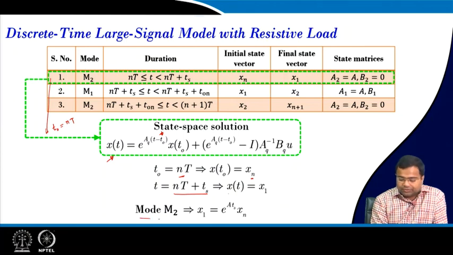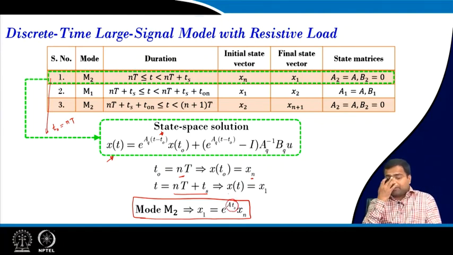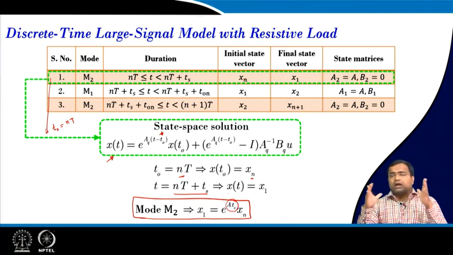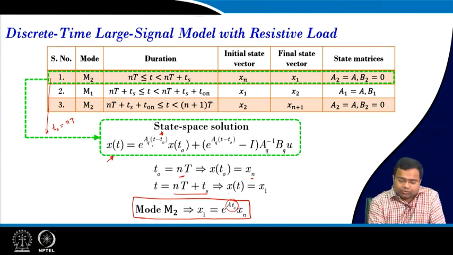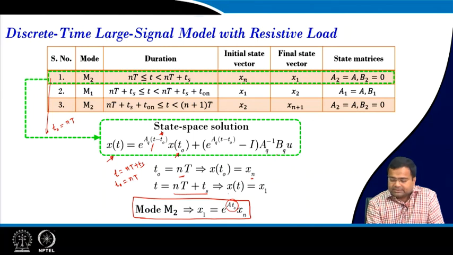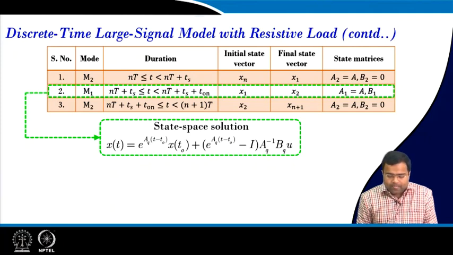Then this is under mode 2, and what is the duration? If you take the difference, it will be Ts. During mode 2 of a buck converter the input voltage is disconnected, so your solution is simply e to the power A into Ts times Xn, because we know this solution. If you substitute, t equal to nT plus Ts and t0 equal to nT, then the difference is Ts. Since B2 is 0, it will be simply this solution.